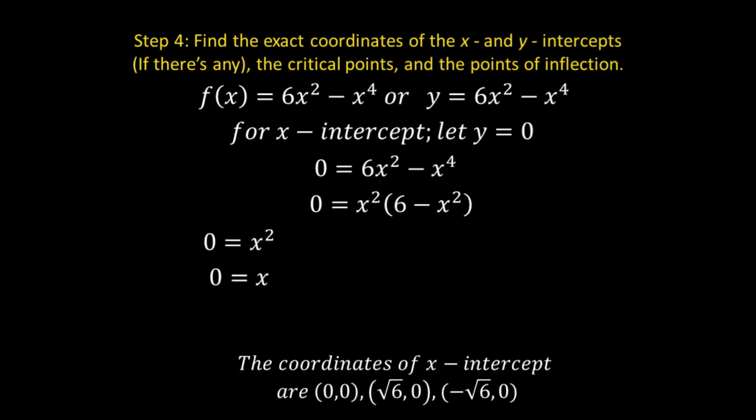Equate both factors to 0, so we have 0 is equal to x squared, which leads to x is equal to 0. For the other factor, we have 0 is equal to 6 minus x squared. Then we have x squared is equal to 6. Get the square root of both sides. The value of x is positive and negative square root of 6. The coordinates of x-intercept are (0, 0), (square root of 6, 0), and (negative square root of 6, 0).